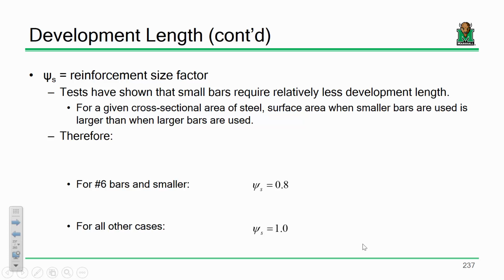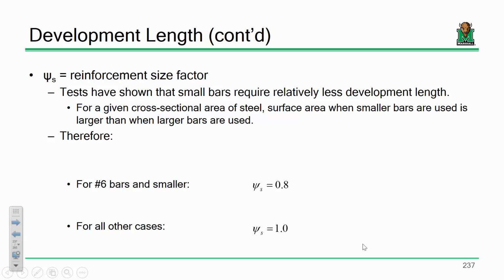Now, what's the logic behind it? If you have one really big bar versus a bunch of really tiny bars, they might have the same cross-sectional area, but by using more bars, you have more surface area of those bars. And more surface area of those individual bars means more surface for the concrete to grip to. More surface for the concrete to grip to means you don't need as much development length.